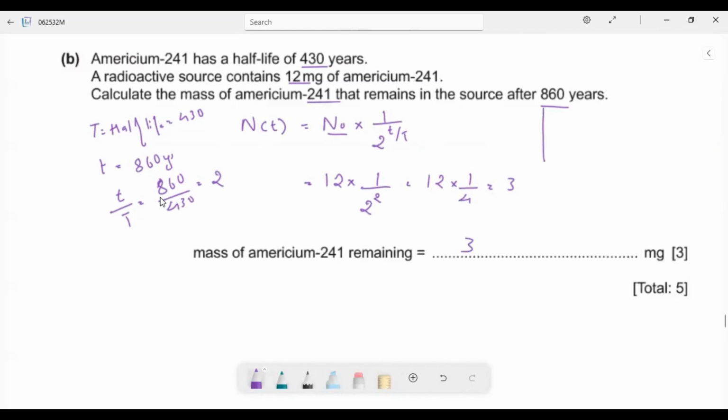In this way you can find, or you can find like this: 12 mg, the half-life is 430 years. So after 430 years, it will be 6 mg. So this 6 mg again after 430 years will be 3 mg. So total it is 860. After 430 it is 6 mg. Again after 430 it is 3 mg. So after 860 it will be 3 mg. Either way, we can find the answer.